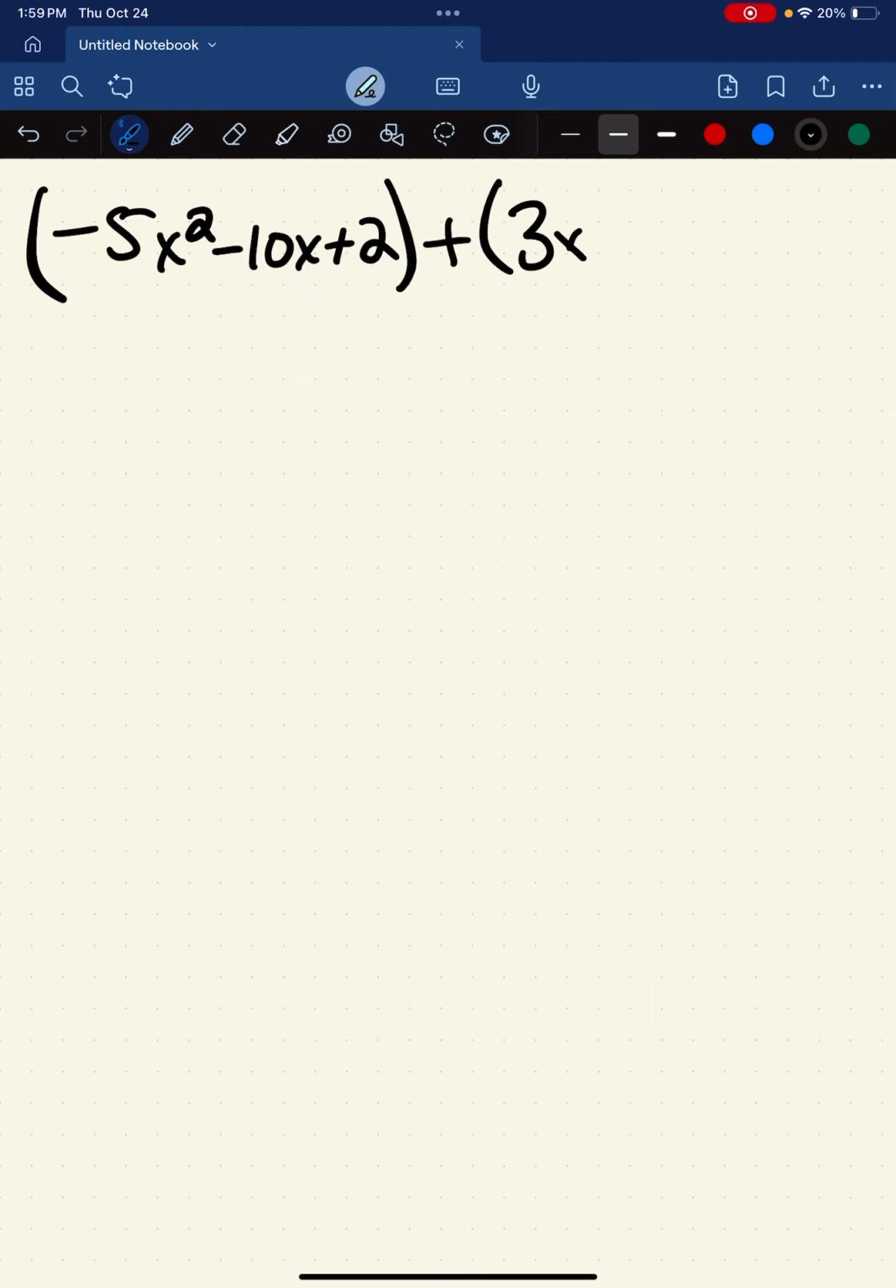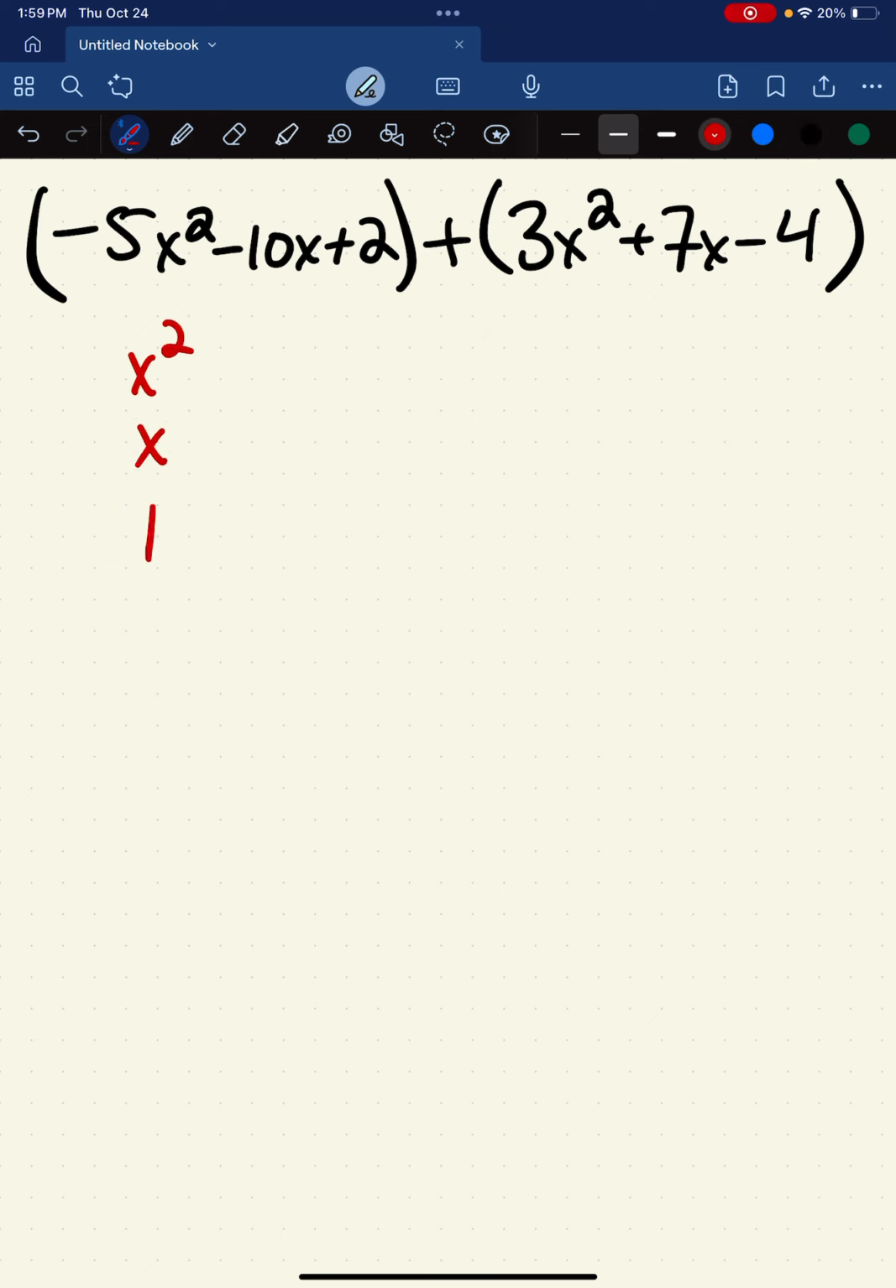Okay, let's do some more adding, and then we'll do some multiplication, we'll do some subtraction. We're not going to do any division today, or I think even in this course, but we will do multiplication. So let's do negative 5x squared minus 10x plus 2. That's our first polynomial. And our second polynomial we're going to add to that is 3x squared plus 7x minus 4.